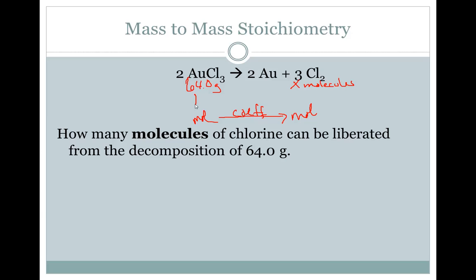1 times 196.97, 3 times 35.45, that comes out to be 303.32 grams, 1 mole. Now, we go from moles to moles using the coefficients, and then moles to molecules. That's one of the 4 key terms for Avogadro's number.